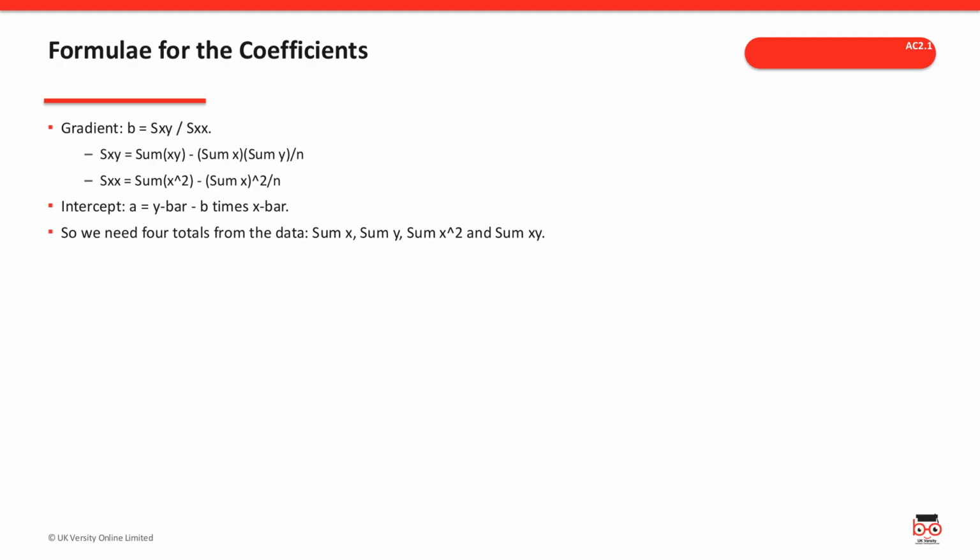The gradient b is Sxy divided by Sxx. Now Sxy is the sum of xy minus the quantity sum of x times sum of y, all over n, and Sxx is the sum of x squared minus the quantity sum of x, all squared, over n. The intercept a is then ȳ minus b times x̄. So really you just need 4 totals from your data: the sum of x, the sum of y, the sum of x squared, and the sum of xy.